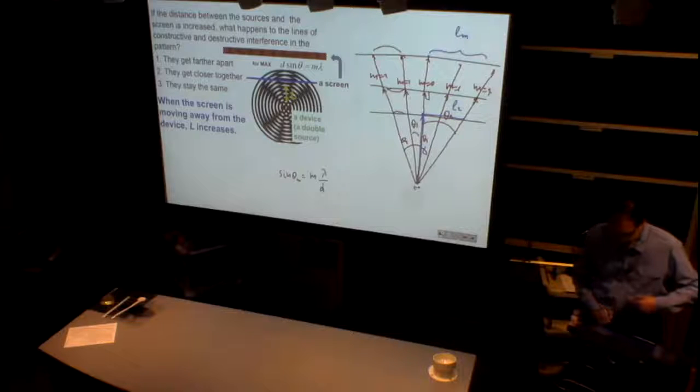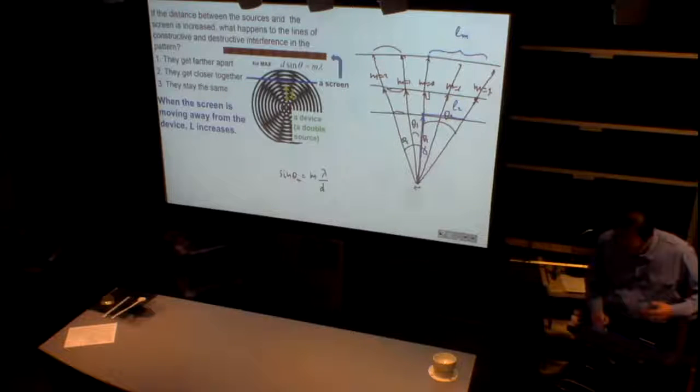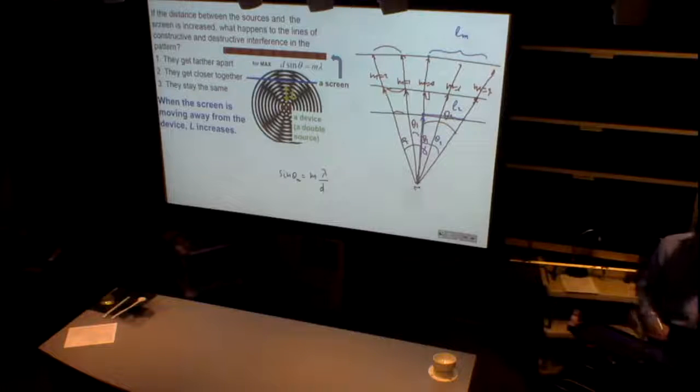And where else can we see this angle, theta? Well, the theta 2. In general, we always have a right triangle: the distance from a source to the screen, the distance from a central maximum to the mth maximum, and this angle.